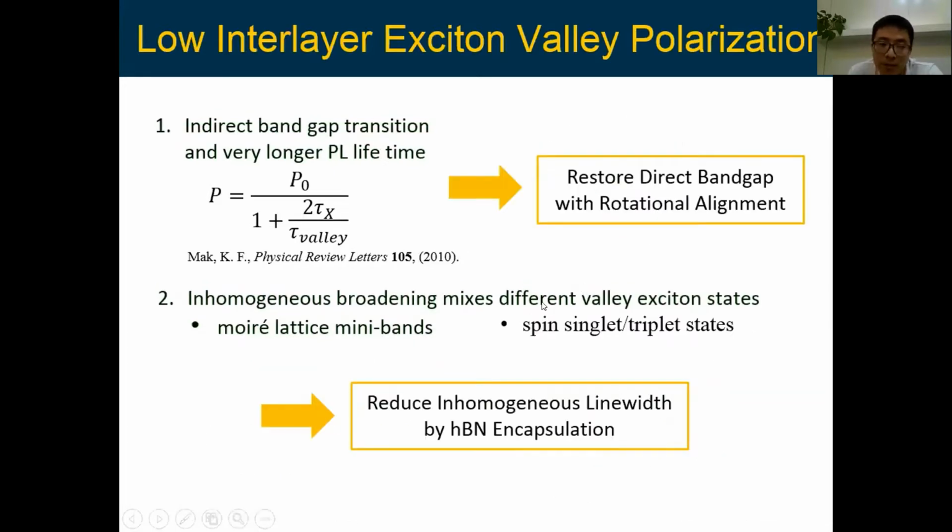So the strategies are straightforward. You want to make sure this X is as small as possible, so you need to precisely align the material to make sure it is close to a direct band gap transition. And secondly, you want to reduce the inhomogeneous broadening. In that case, you can separate those mid-bands very well.